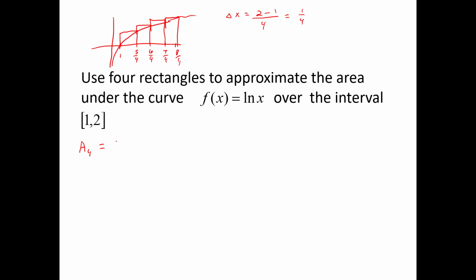So the width of the first rectangle is 1/4. The height we get by putting the 5/4 into the formula, natural log of 5/4. Plus, that takes care of that area. The area of the second rectangle has a width of 1/4. The height we get by taking the natural log of 6/4. And that takes care of that area.